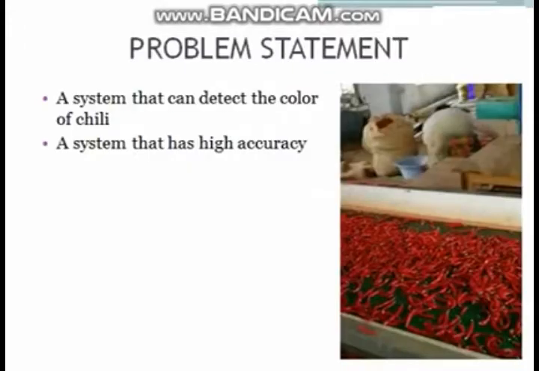The problem statement. So the first problem statement is a system that can detect the color of chili. This is because sometimes there are some complicated system is built, but the function is not appropriate toward the system that have been built. Thus, an image recognition is developed.